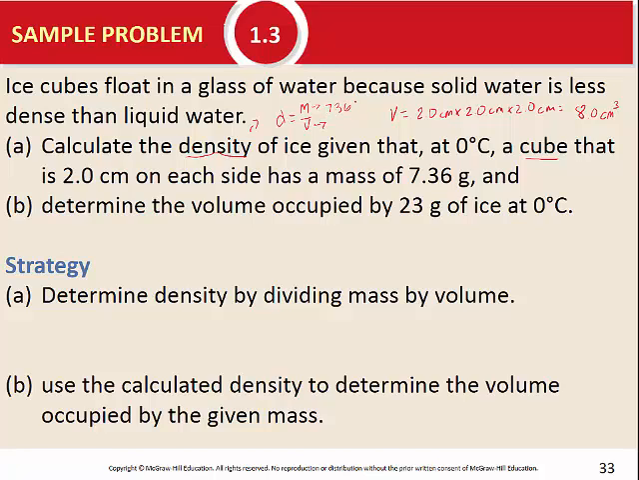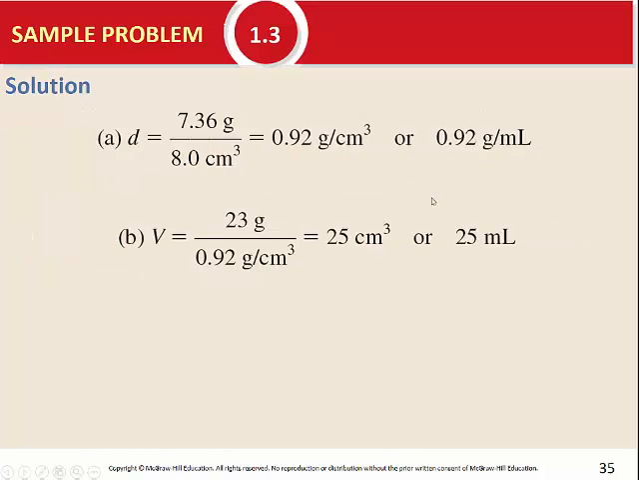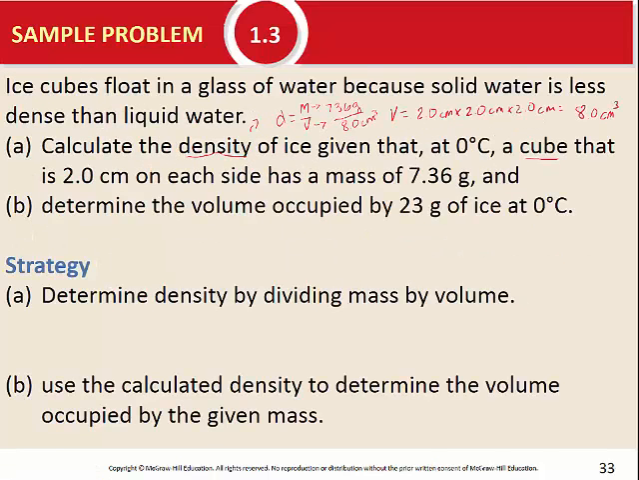So we have 7.36 grams on the top and 8 cubic centimeters on the bottom. Dividing these two numbers will give us 0.092 grams per centimeter cubed, which is the same as a gram per milliliter. So that's part A. Part B then asks us to, using that density, determine the volume occupied by 23 grams of ice, still at 0 degrees Celsius.